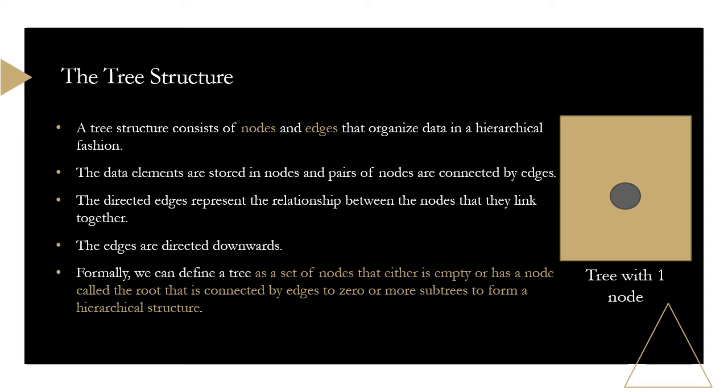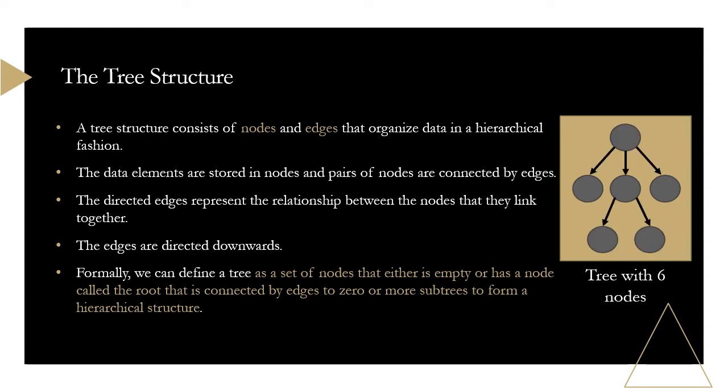What about one node? This node will be called the root, which is connected to 0 subtrees. So by definition, this is also a tree with one node.